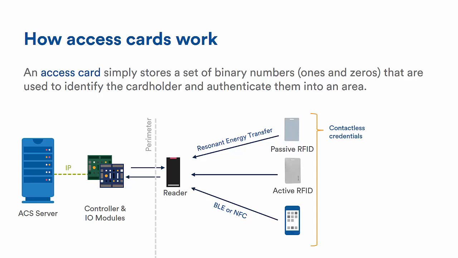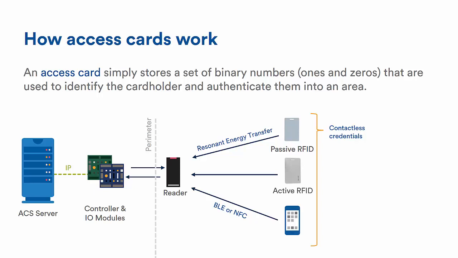And mobile credentials communicate with the reader over either near-field communication, or NFC, or Bluetooth Low Energy, or BLE. Now for BLE, the reader must have a Bluetooth module behind the reader, or there must be a Bluetooth component in the reader in order to establish communication with the smartphone.